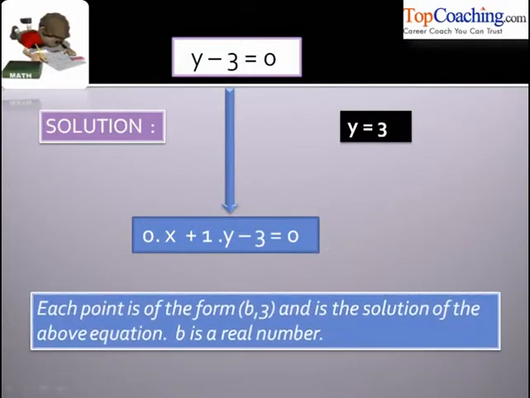Now each point is of the form b comma 3 and is a solution of the above equation. Here b is a real number. Here we see that the solution of this is y equal to 3. So every point of the form b comma 3 would be a solution, and the important thing is b should be a real number. Thus y equal to 3 is a line that contains all the points of the form b comma 3. Now let's see how this equation looks in the coordinate plane.